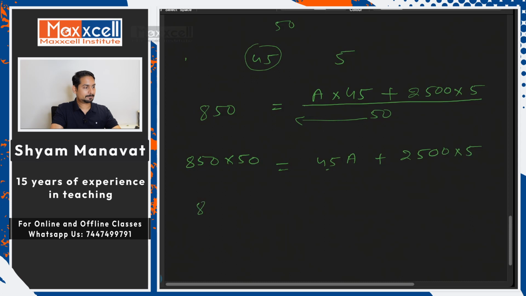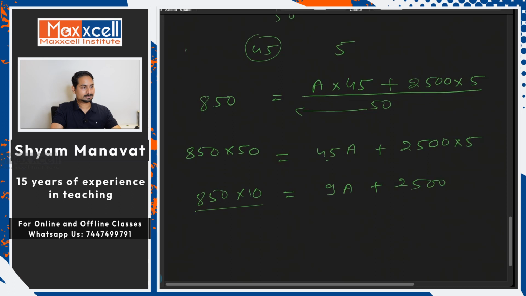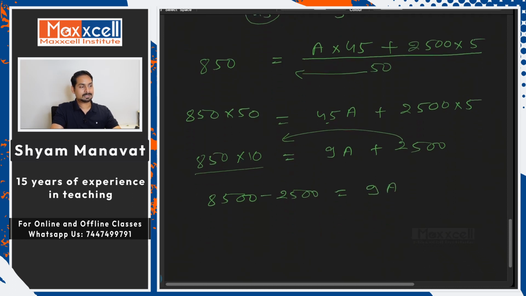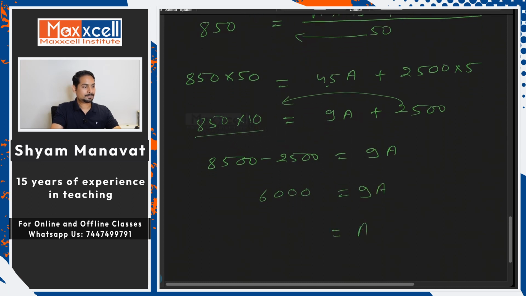So 850, when I divide by 5, gets you 170... this gets you 9A, and this, canceled by 5, gets you 2,500. Now tell me, if you multiply, this is 8,500. If you take this part, this side, 2,500 equal to 9A. So what is the difference here? The difference is 6,000, equal to 9A. So what is the value of A here? The value of A is 6,000 by 9.